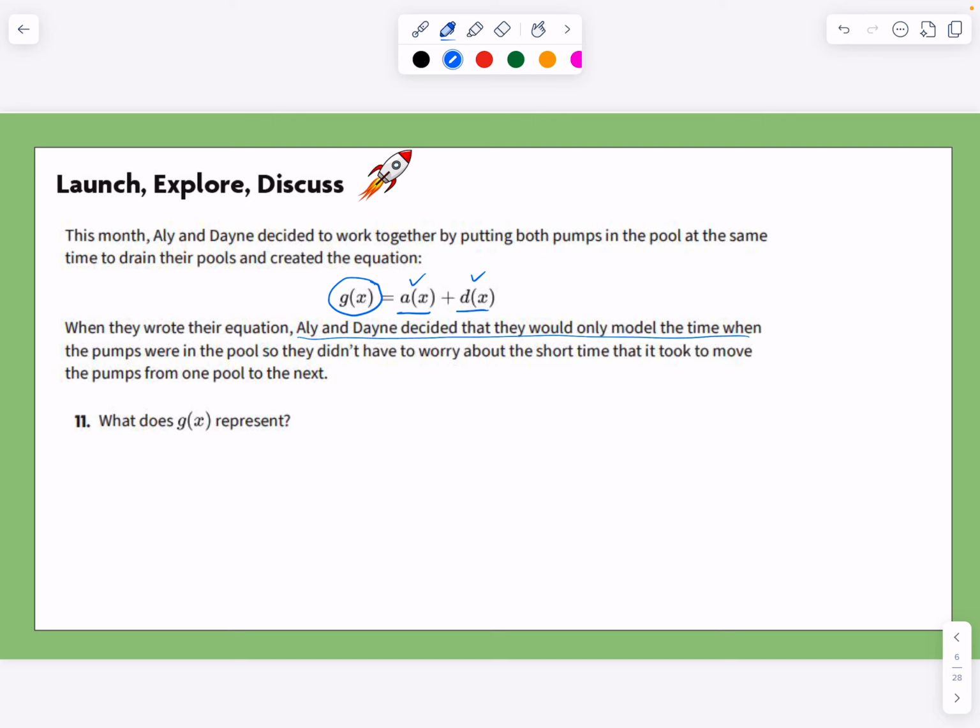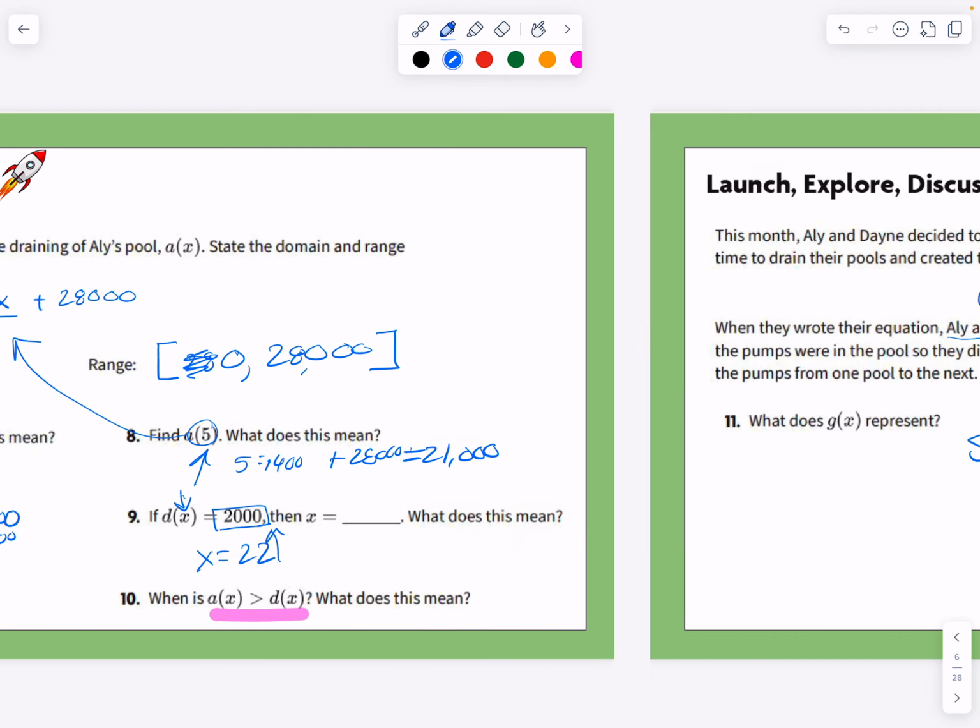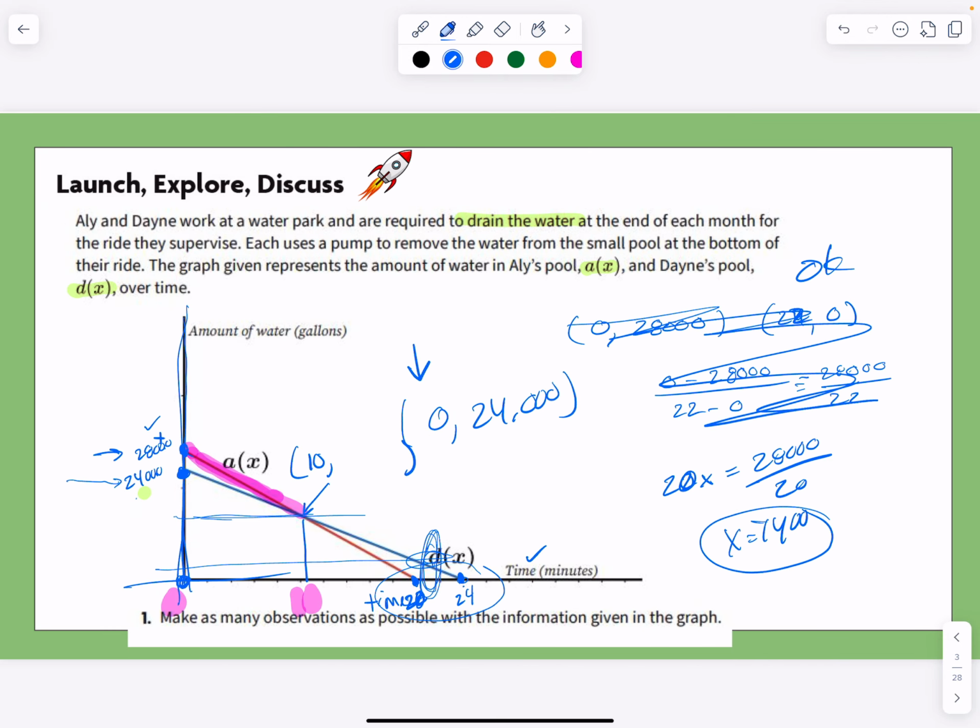Well, g of x in this case is going to represent the sum of a of x plus d of x, the total amount of water that's actually pumped out, because they have to pump it all out. So that's what g of x represents, the whole amount of water, not just this amount and this amount. Now we need to add those together to get an amount way up there, because if we combine them, we're going to have a much larger amount, which is actually something more like 52,000.